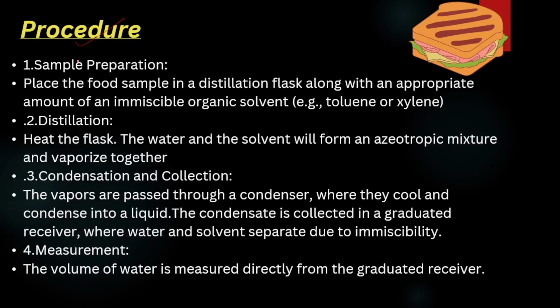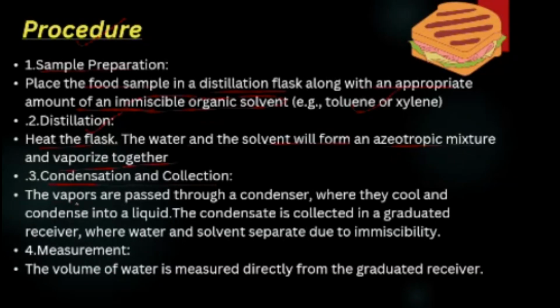Now, coming to the procedure. First, we prepare the sample. Place the food sample in a distillation flask along with an appropriate amount of an immiscible organic solvent, that is toluene or xylene. Next is distillation. Heat the flask. The water and the solvent will form an azeotropic mixture and vaporize together.